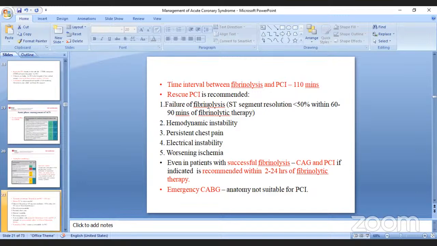That is, if the ST segment resolution is less than 50% within 60 to 90 minutes of fibrinolytic therapy. If there is hemodynamic instability, if there is persistent chest pain, electrical instability, or worsening ischemia. But even if the fibrinolysis is successful, CAG and PCI, if it is indicated, it is recommended within 2 to 24 hours of the fibrinolytic therapy. In case you take the patient to the cath lab and the anatomy is not suitable for PCI, immediately the OT has to be prepped for an emergency CABG.